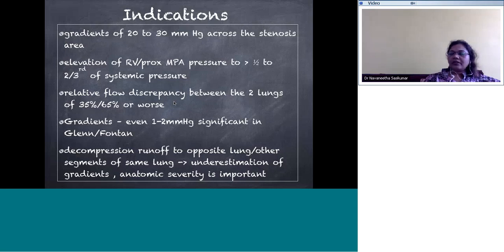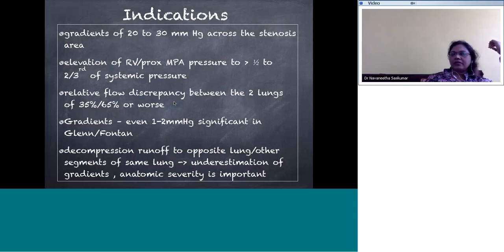A good way to look at it is that if the RV pressure to systemic pressure ratio is more than 2/3 to 3/4, even if there is no symptom, no hypoxia, or no desaturation from right to left shunt, you still have ground to go ahead with dilatation. But if it is just at or more than half, then it is better to have some other reason to go ahead, like two indications. If you do a flow study, ratios of more than 35-65% or worse is an indication to go ahead and do the procedure.